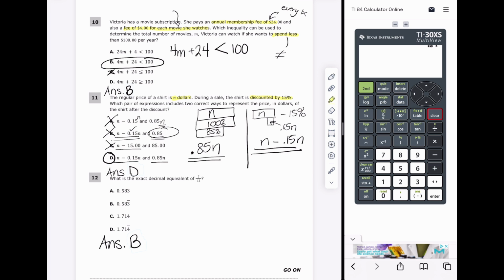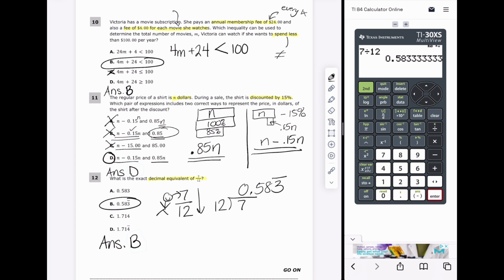I want to know which decimal is equivalent to 7/12. And anytime I want to turn a fraction into a decimal, we're going to use division. We're going to do 7 divided by 12. Some kids can just read it from top to bottom, say 7 divided by 12, and you can use your calculator to do that. And here I got 0.583333333333, all those threes. So I'm just going to put the bar over it. And the only one that matches that is B.